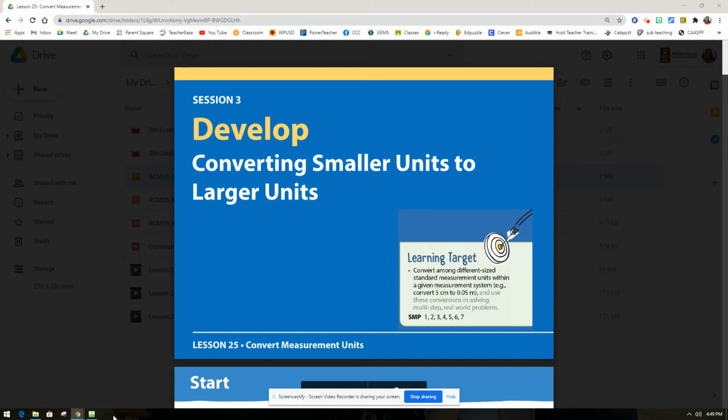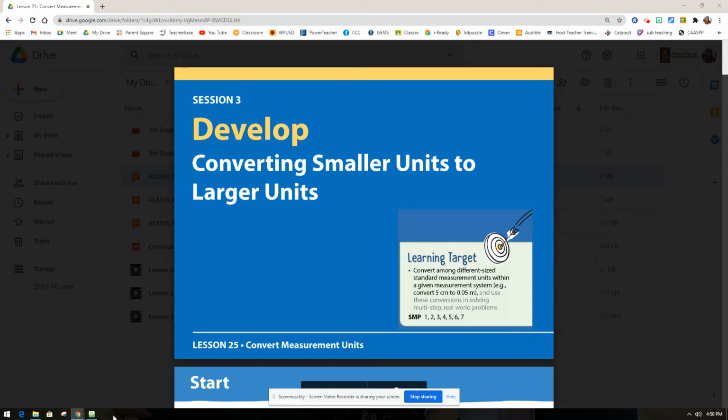Today we're going to be continuing the work that we've been doing over the last couple days with converting measurements. Up until now, for the most part, we've been converting larger units into smaller units. And today we're going to learn how to do the opposite of that. I would say almost the inverse operation because we're going to be converting smaller units into larger units.